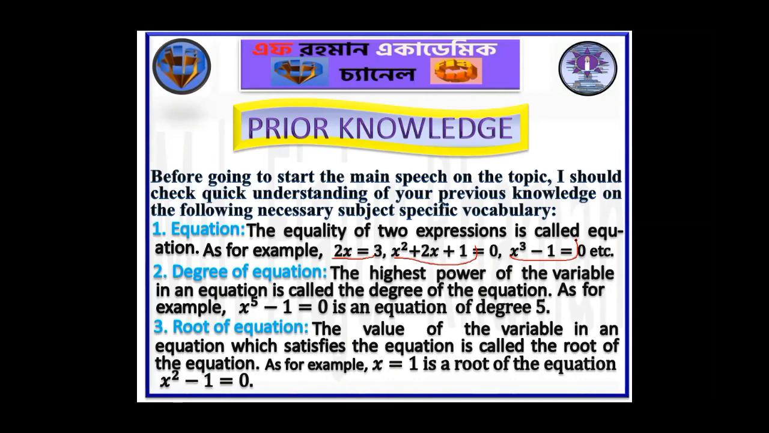We know every equation of degree n has exactly n roots. That's why every equation of degree 2 has exactly 2 roots. And for this obvious reason, x square minus 1 is equal to 0 has 2 roots: x is equal to 1 and x is equal to -1.